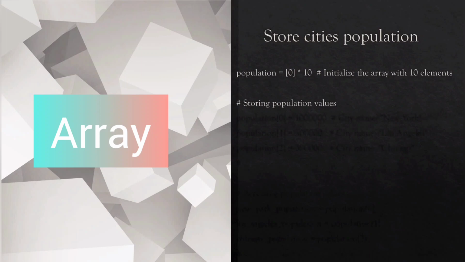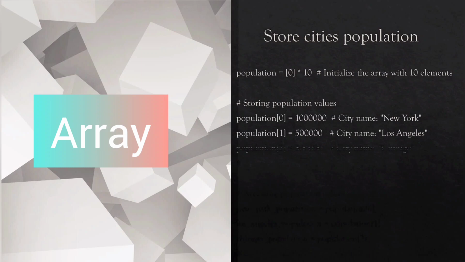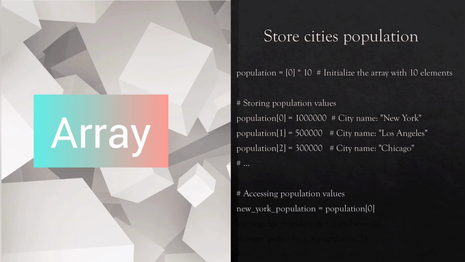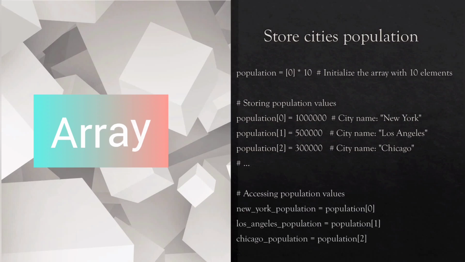Here I am initializing an array with 10 elements and I am storing the city population into the array one by one. Here I am storing only the population of 3 cities. This piece of code looks perfectly fine and it works initially, but it suffers from several limitations and inefficiencies. Let's see them one by one.